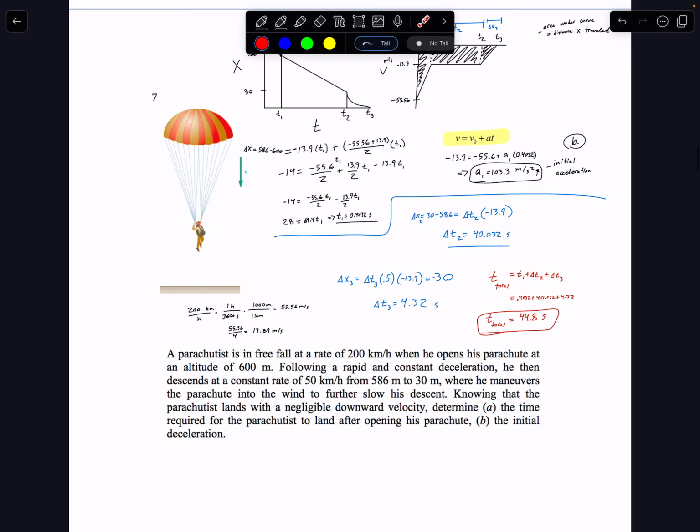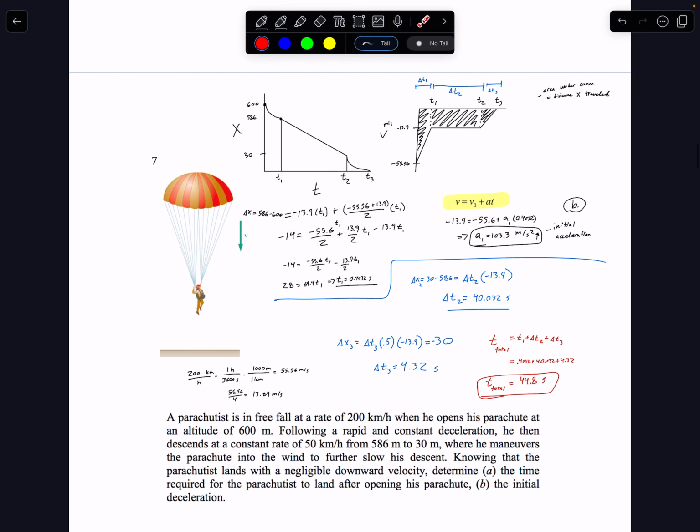But here we have a parachute, and it's initially free falling at an initial velocity of 200 kilometers an hour. We'll change those units later. He opens his parachute at 600 meters. That's our initial position. And we know that he decelerates from 200 kilometers an hour to 50 kilometers an hour in a matter of going from 600 meters to 586 meters. So we know it's 14 meters.